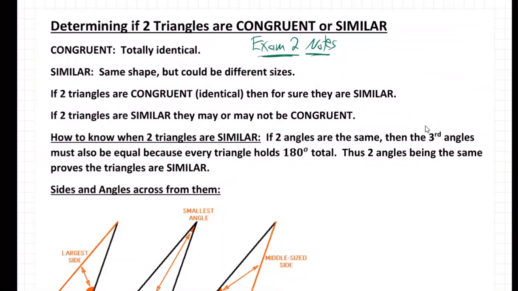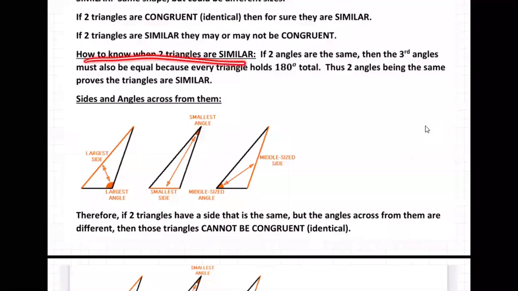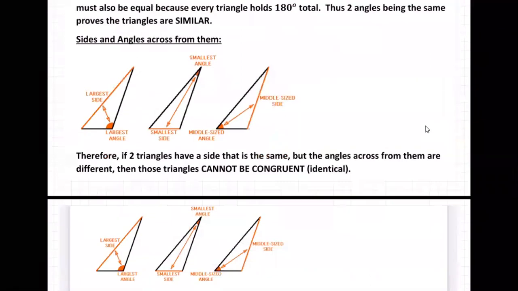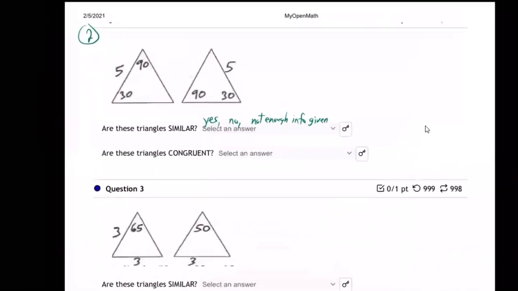Anyway, just reviewing the words. Congruent means totally identical. Similar means same shape, but could be different sizes. I think you're fresh on that. If two triangles are congruent, identical, then for sure they're similar, like we talked about, right? You have two identical twins, then for sure they look similar. And now, how do you know if two triangles are similar? Well, if two angles are the same, then the third angles must also be equal because every triangle holds 180. Thus, two angles being the same proves similar. So there's more to come, but I think it's the main fact.